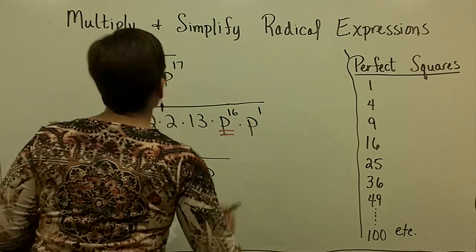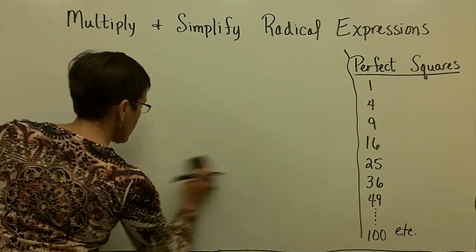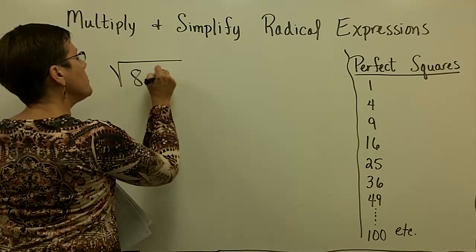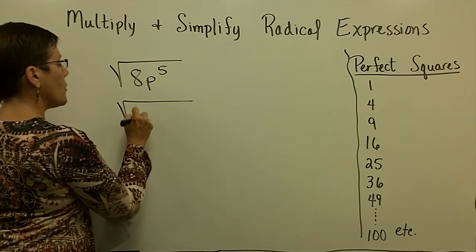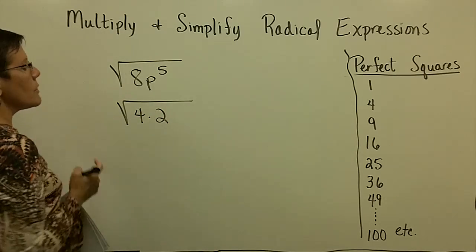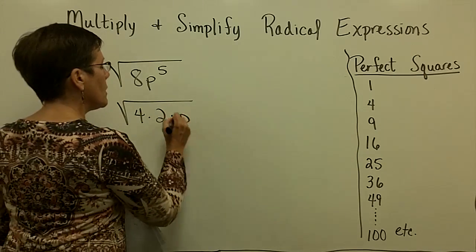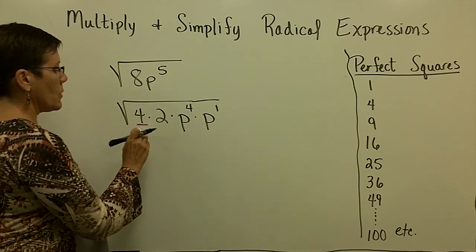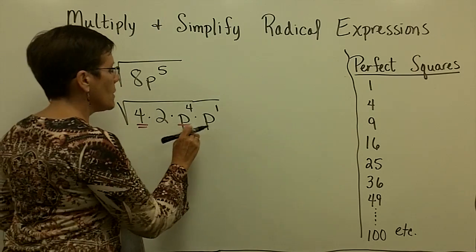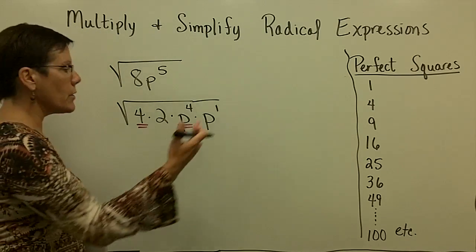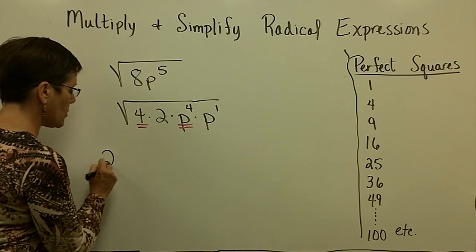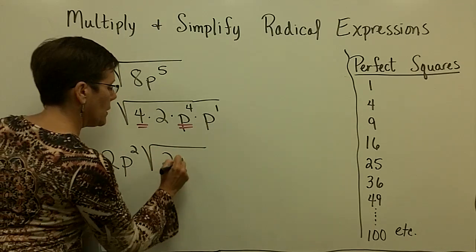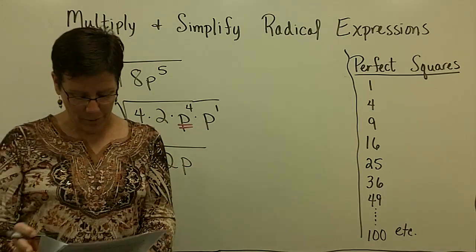Let's do maybe one more, a simpler one. I just have here the square root of 8p to the 5th power. So the other approach, a little bit quicker approach, is to think of 8 as 4 times 2. Think of p to the 5th as p to the 4th times p to the 1st. And the square root of 4 is 2. The square root of p to the 4th is p squared. They will come out, so I have 2p squared. And under the radical, I have to keep the 2p factors. They cannot be reduced any further.